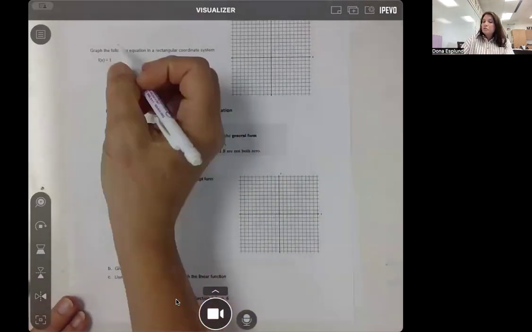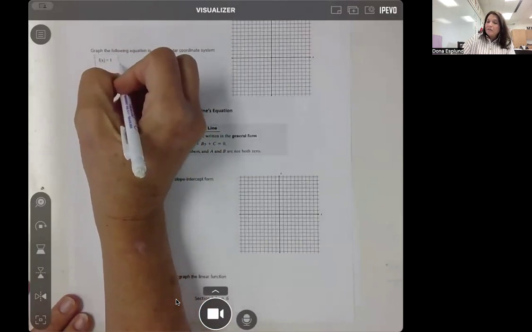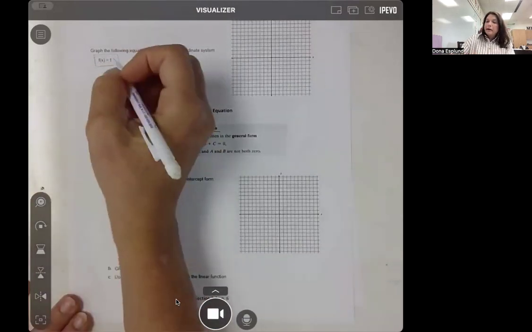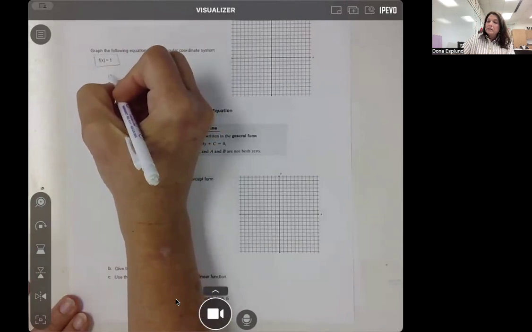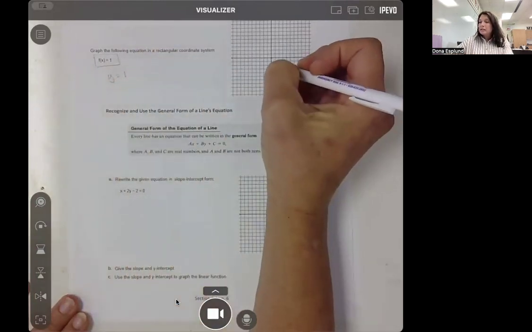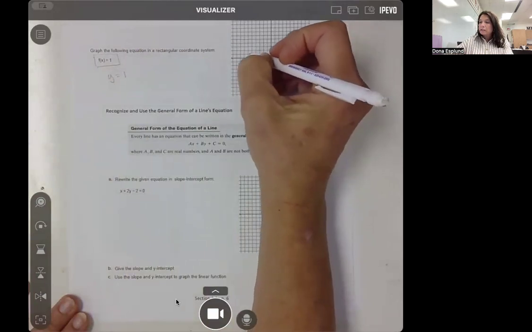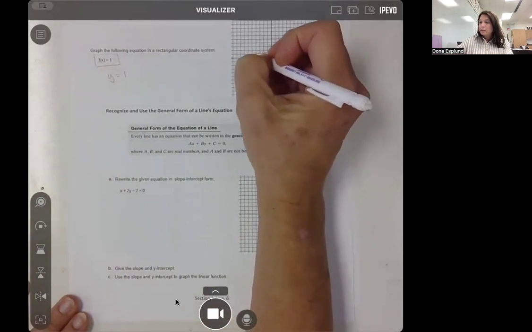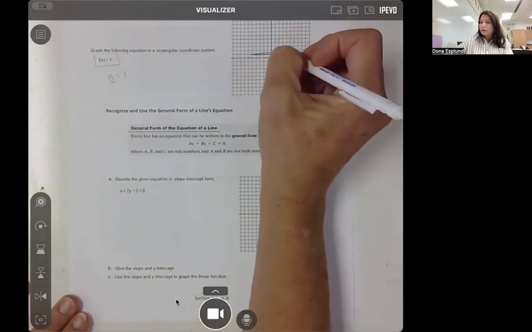Okay, remember too that if I have the equation f of x equals 1, f of x is the same as writing y equals 1. And so in this case, it's now a horizontal line at 1, and it's just going to be coming up 1, and then I'll try to hit the line better than I did.